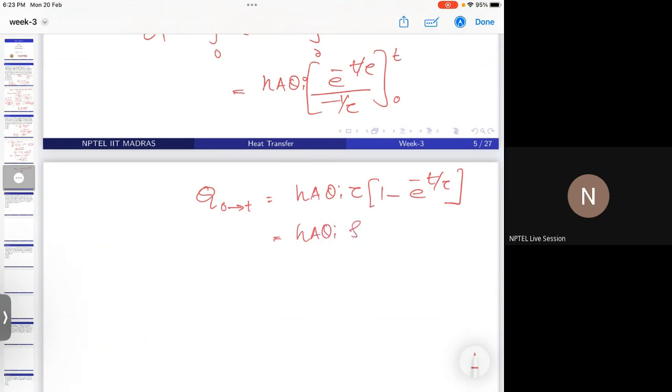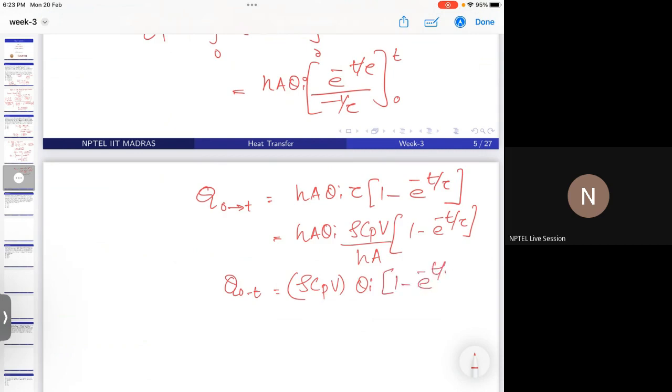What is rho CPV by HA? So the rho CPV theta I times 1 minus e raised to minus T by tau. So this is the expression for the amount of energy that is stored by the block, or the aluminum slab, from 0 to a particular time instant t.